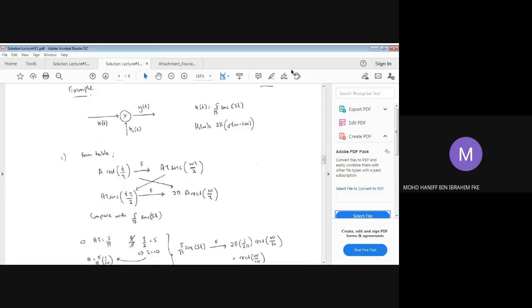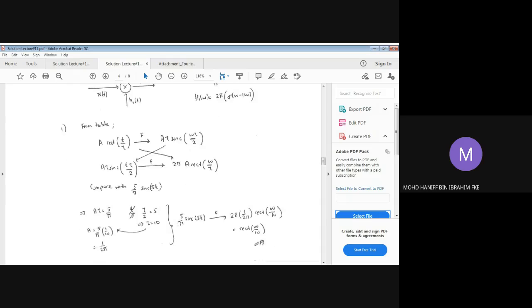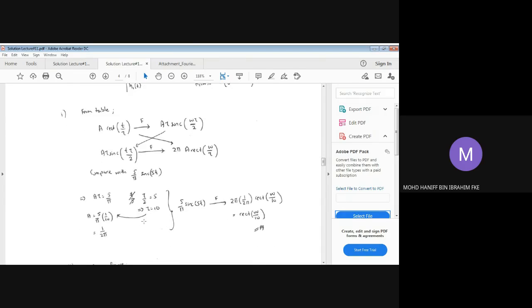Tau over 2 shall be equals to 5. So we compare it apple to apple, yeah? So end up, we're going to get that tau shall be equals to 10, and then the constant a shall be equals to 1 over 2 pi. So once we have a and tau, we can substitute both of them into this equation. So supposedly, if we have 5 over pi sin of 5t, that will give us 2 pi multiply with 1 over 2 pi, which is the value of a, rectangular omega divided by 10, which is the value of tau. So end up the Fourier transform for 5 over pi sin of 5t is rectangular omega over 10.